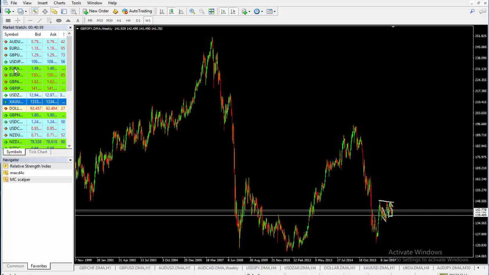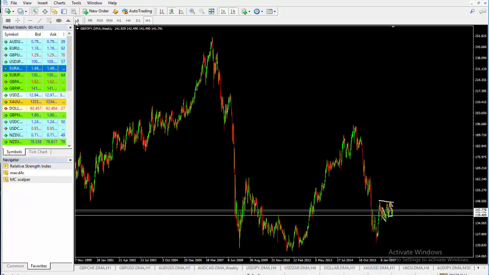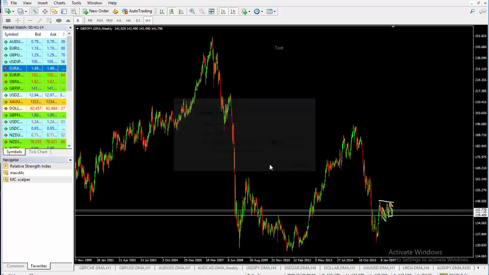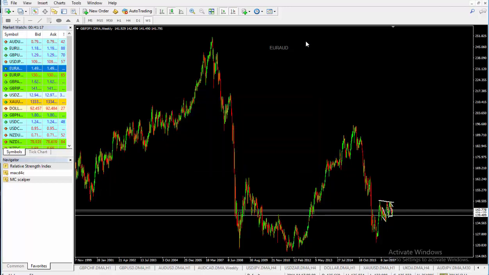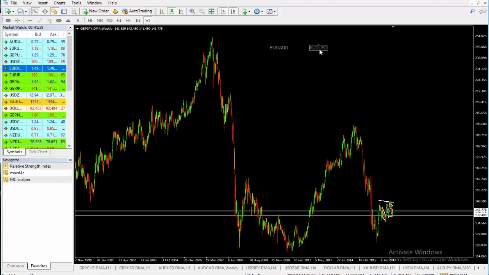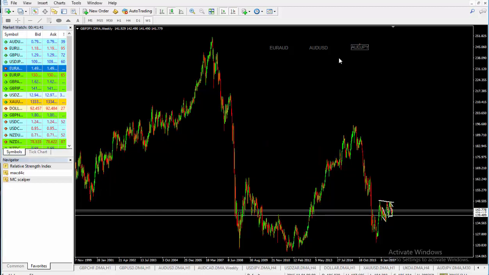If you have Euro AUD, let's have Euro AUD. We want to do three examples, right? If you have Euro AUD, and then you have AUD USD as well, and then you have AUD JPY.